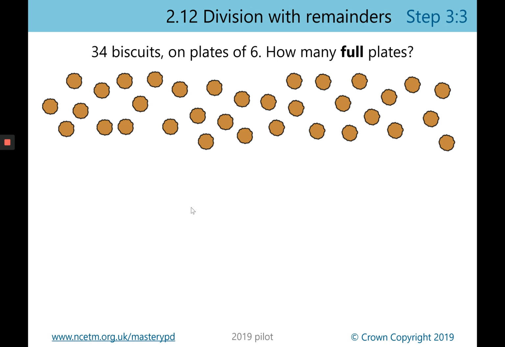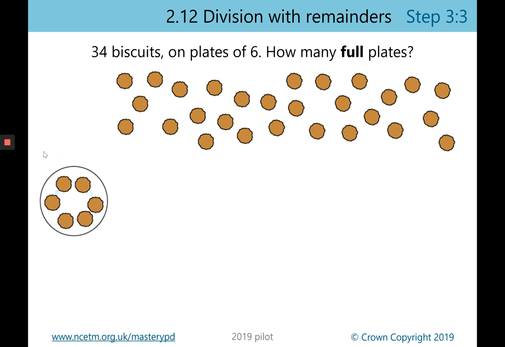My favourite topic, biscuits and food. And it says how many... sorry, it doesn't. It says 34 biscuits on plates of 6. How many full plates will there be? So again, you've got to imagine that you're going to move these biscuits into groups of 6.